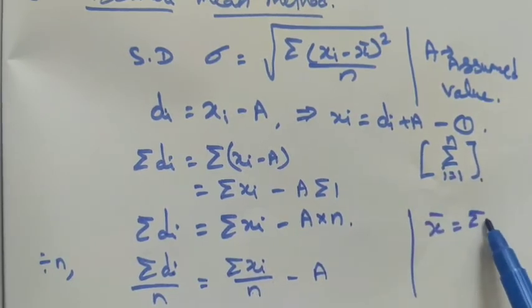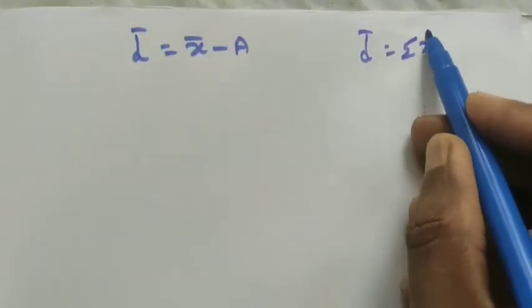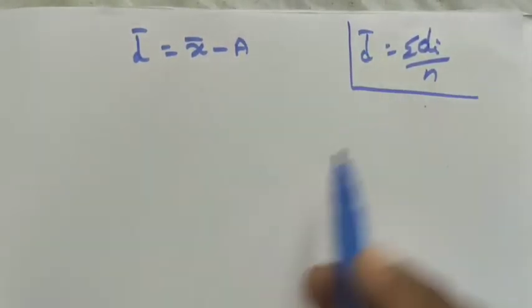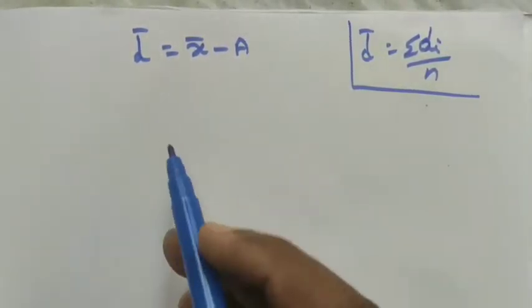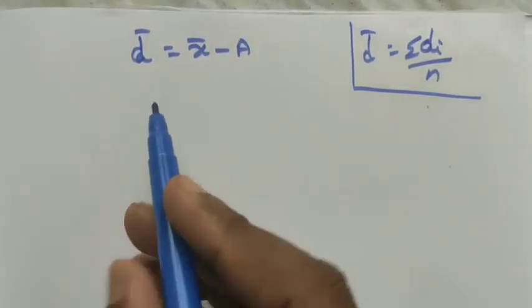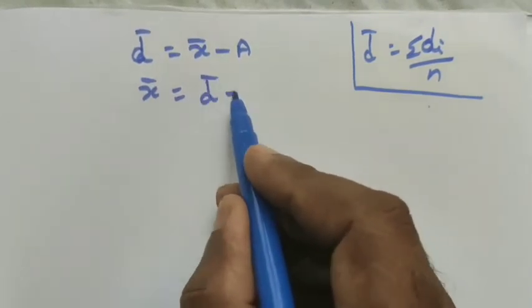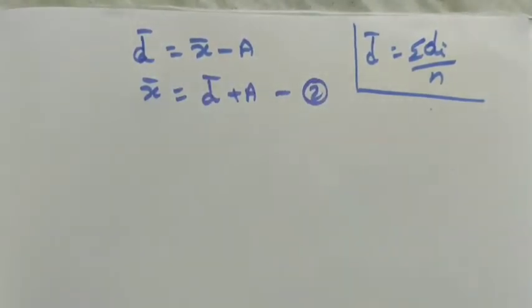X bar is equal to summation xi divided by n, and here we have summation di, so we can use the letter d bar. So d bar is nothing but summation di divided by n. So d bar is equal to x bar minus a is the term. Here we want to find x bar, so I take this a to another side, and we get x bar equal to d bar plus a, by equation number 2.